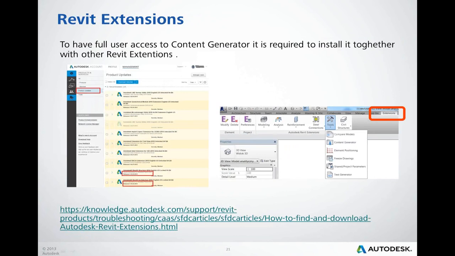In addition to previous slides, to have full user access to Content Generator, it is required to install it together with other Revit extensions. It is available in the Autodesk account. At the bottom of this slide, you will find the link to the complete knowledge base article, How to Find the Revit Extensions.